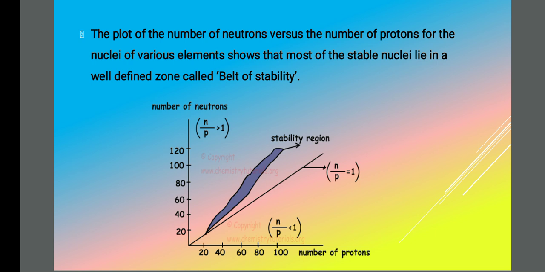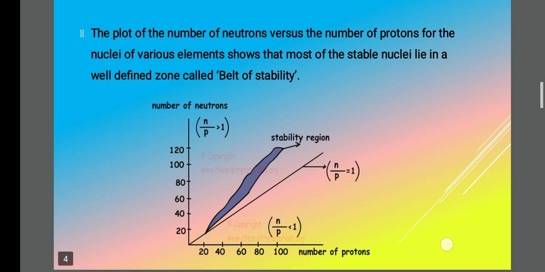And the remaining ones are those where the N by P value is less than 1 or greater than 1. They try to come to the belt of stability. For that purpose, they emit the remaining part in the form of radiation, that is, they undergo disintegration so that they come into the stability zone. We can now see the features of the graph.